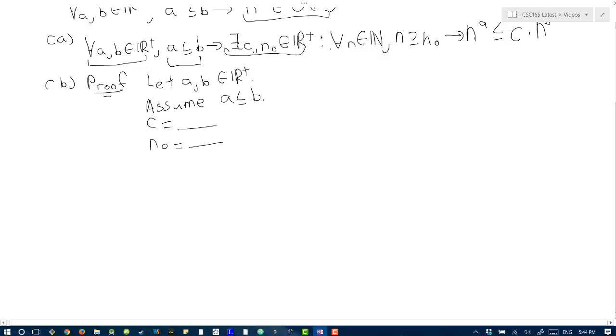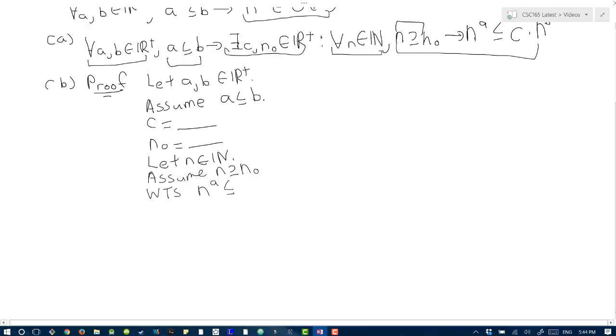Okay, so after that, you have another universal. Then a conditional. So here you would assume this part. And now you want to show this part, so we want to show n^a is smaller than or equal to C times n^b.